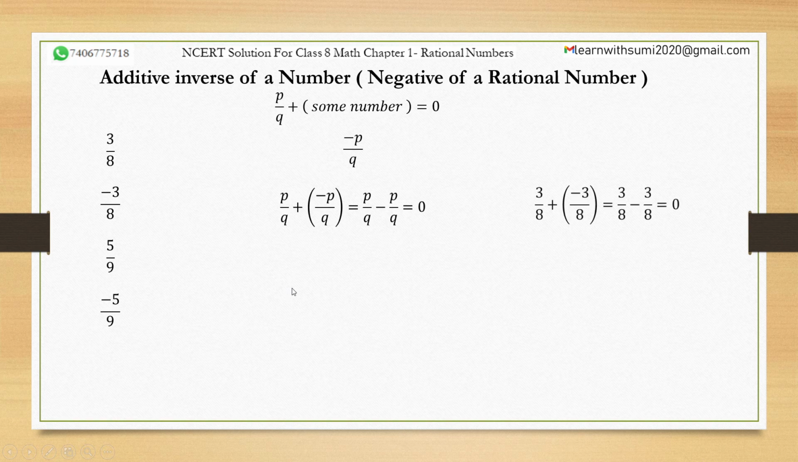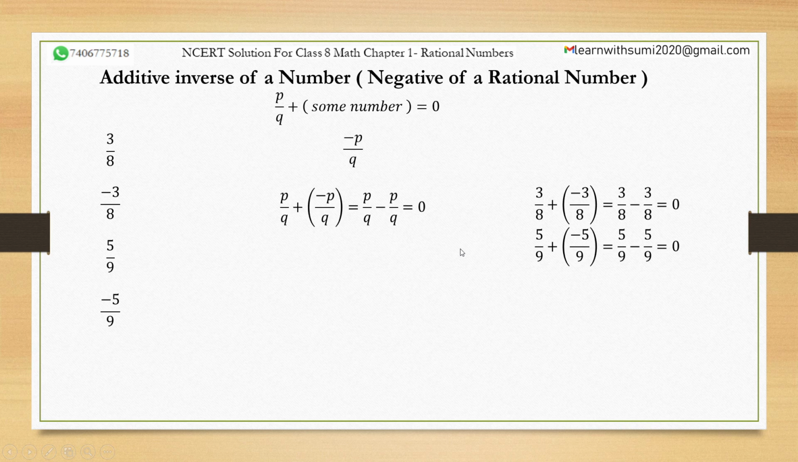Now we will solve one or two examples. That is 3 by 8. When you add minus 3 by 8, you will get 3 by 8 minus 3 by 8, which is equal to 0. Now 5 by 9. 5 by 9 plus minus 5 by 9 is equal to 5 by 9 minus 5 by 9, which is equal to 0. So did you observe that the additive inverse is nothing but the negative of that number itself. For example, if you have p by q as a number, the negative of that number is the additive inverse of the number. So it is simple, very easy to understand and also to solve.